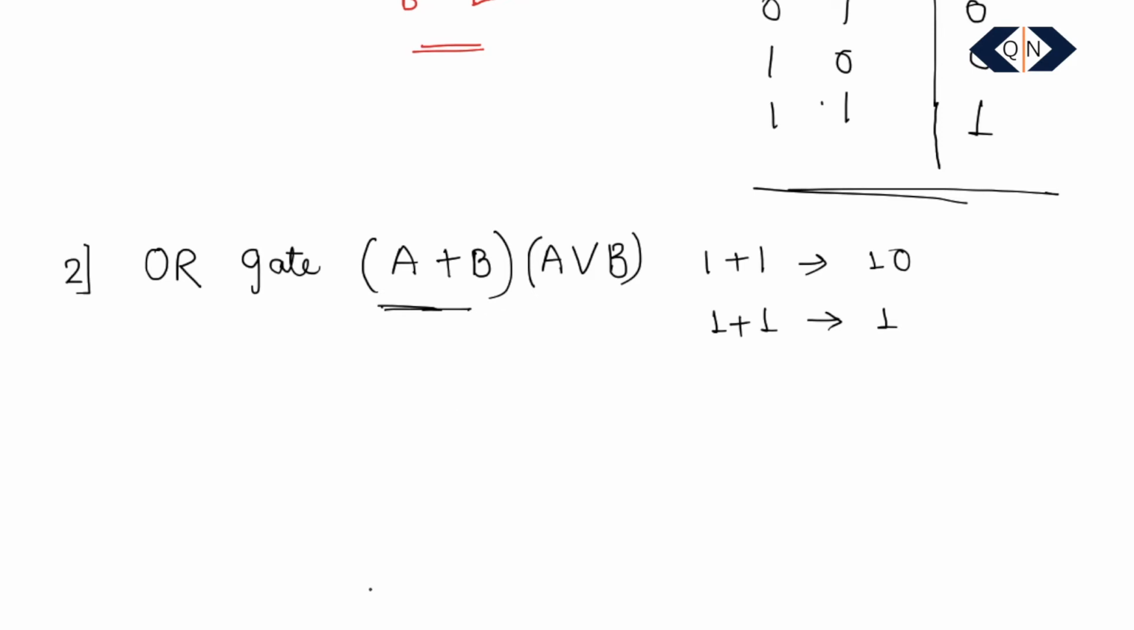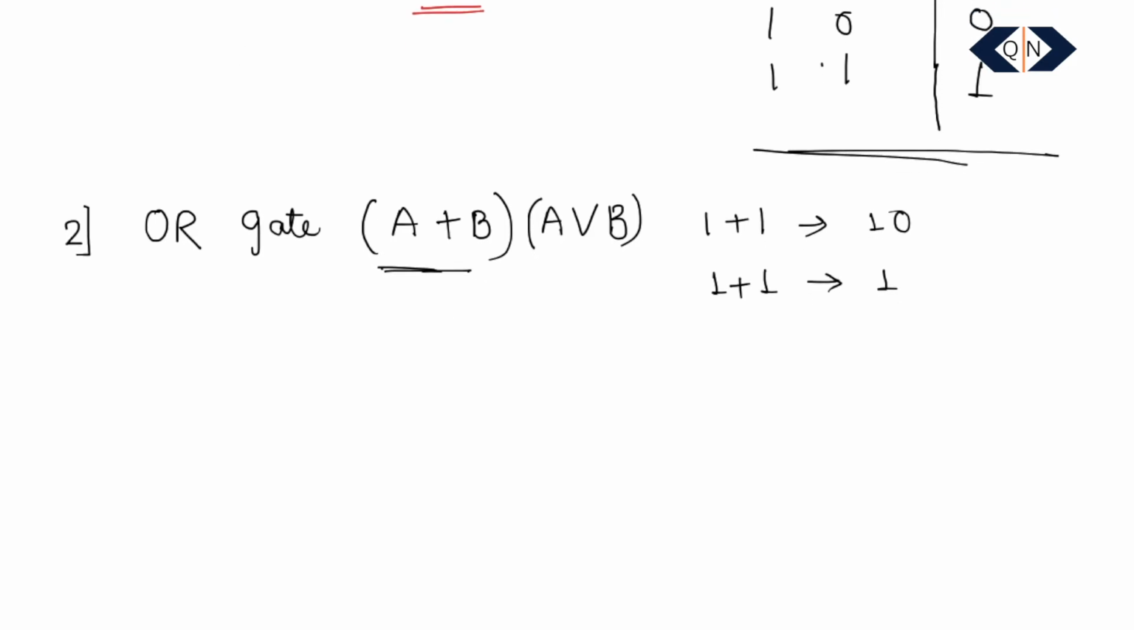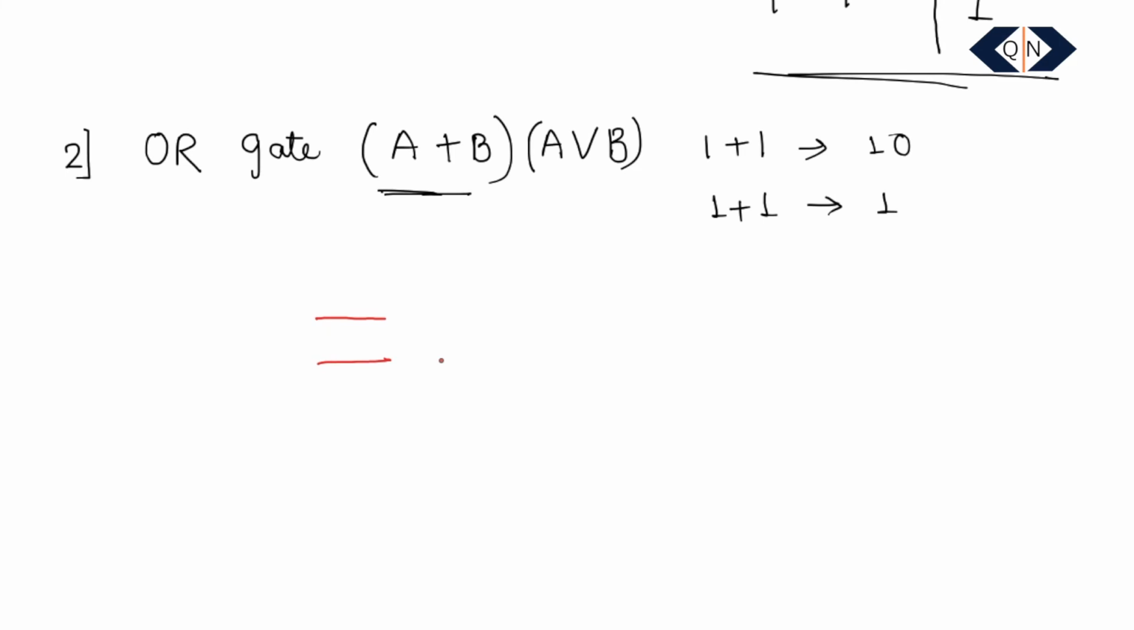So let us look at the diagram of the OR gate. It is a two-input gate. Its diagram looks like this, and this is the output. So this is A, this is B, and its logical operation will be A plus B.